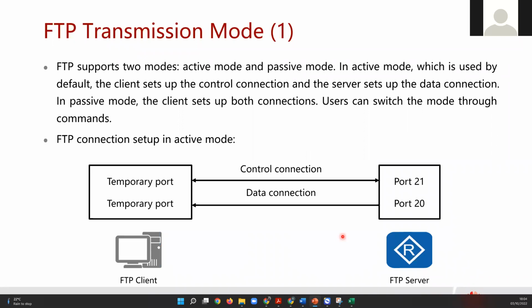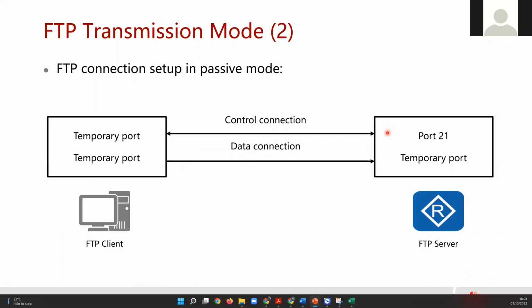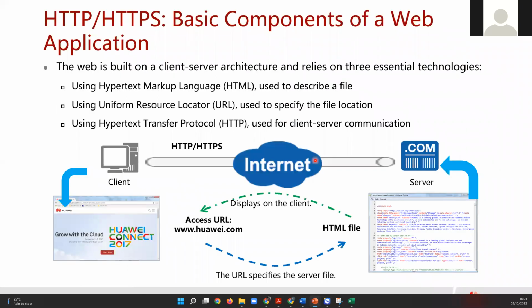There are transmission modes, for example the active mode as well as the passive mode. Active mode is usually used by default. In the default mode, the client sets up the control connection, but the server sets up the data connection. In passive mode, the client sets up both the control and the data connection, and can switch the mode through commands. So those are the modes. You can see the control connection and the data connection have both been set up by the client. It's there in the graphic.